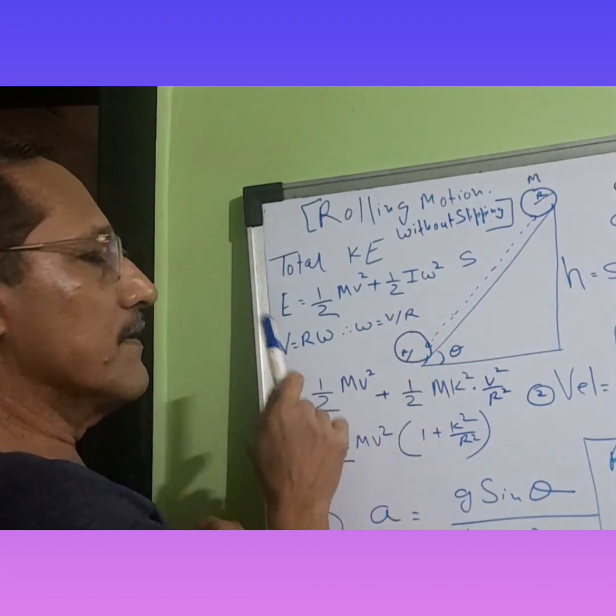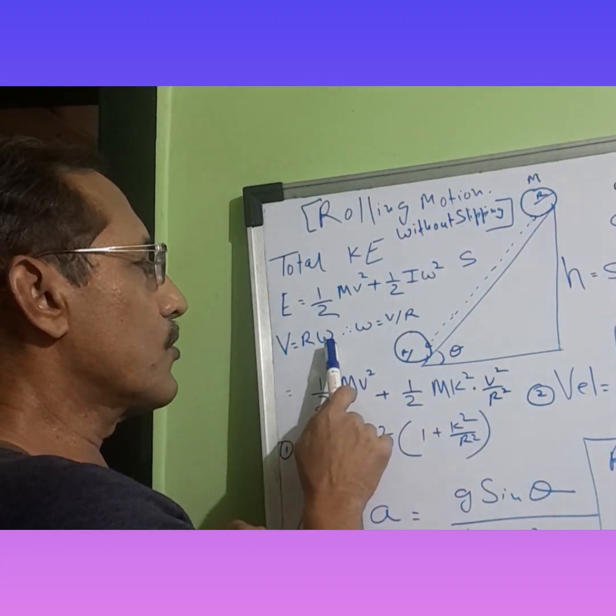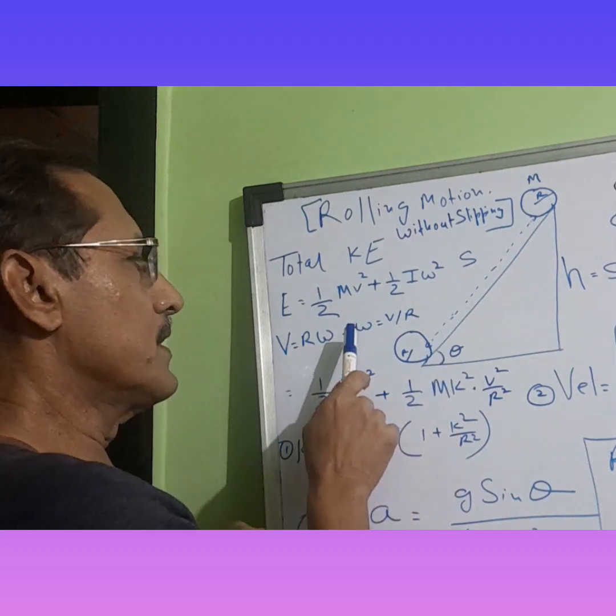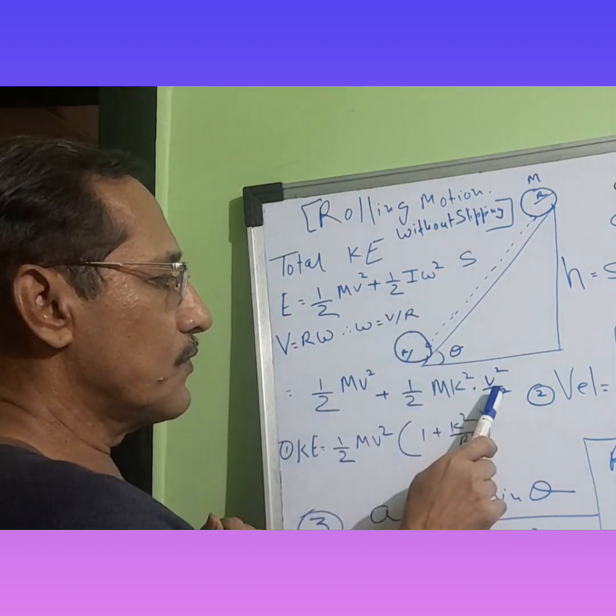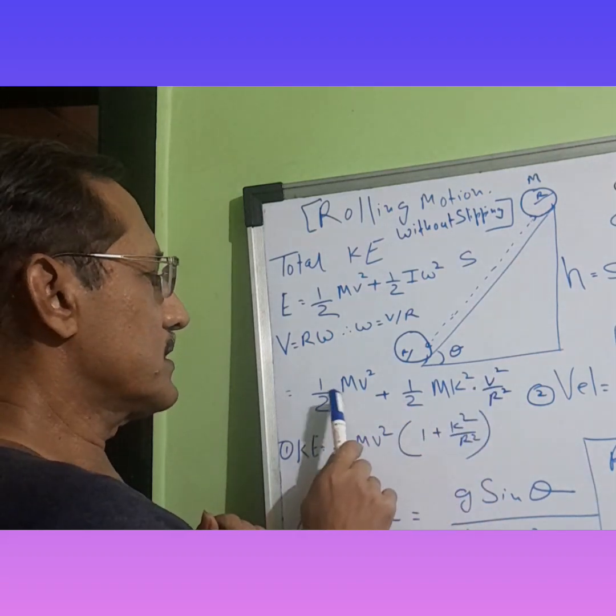Now we know that v is equal to r omega. That's what I taught you earlier. So omega is equal to v upon r. Done. So we can jolly well substitute over here. That's what we did.